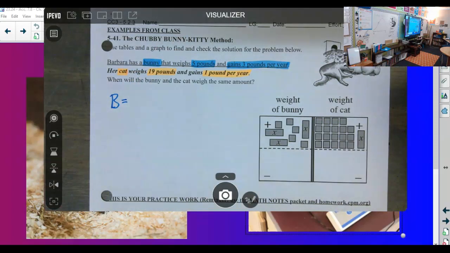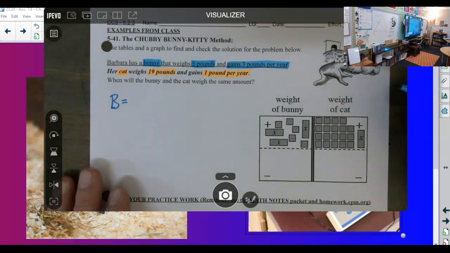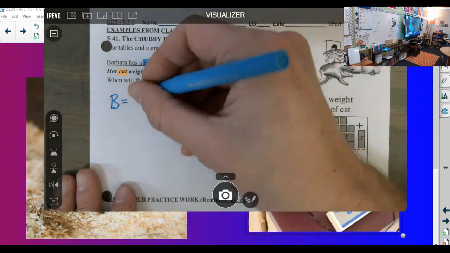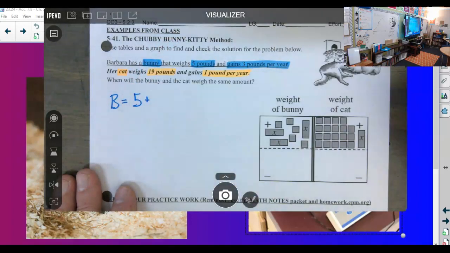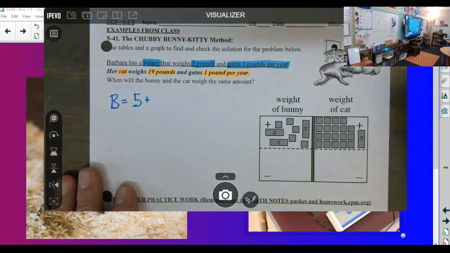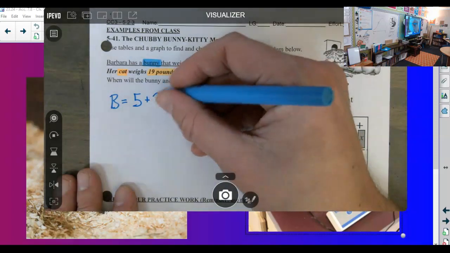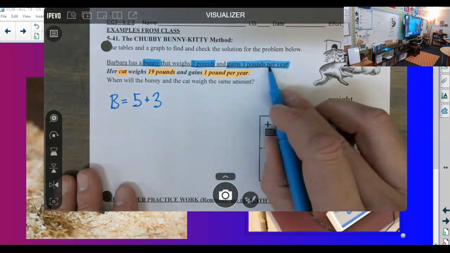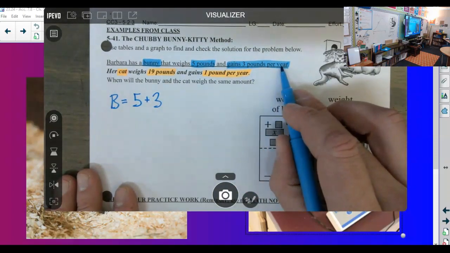How could I write the equation, Maddie, to represent that bunny? B equals... No. Okay, what do they start at? 5. Okay. We can write that first, or you could write the rate first. What's its rate? 3. Yeah, see why you don't need to pass? But it's 3 every year. What do we want to do?